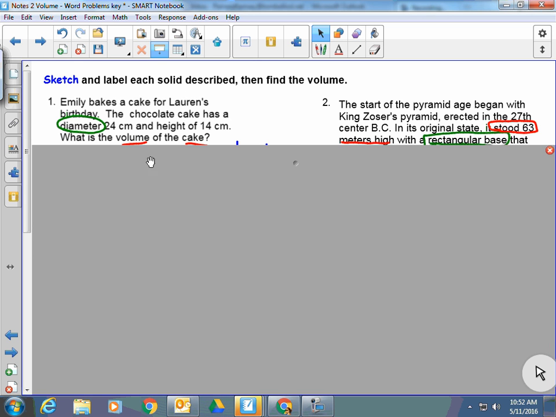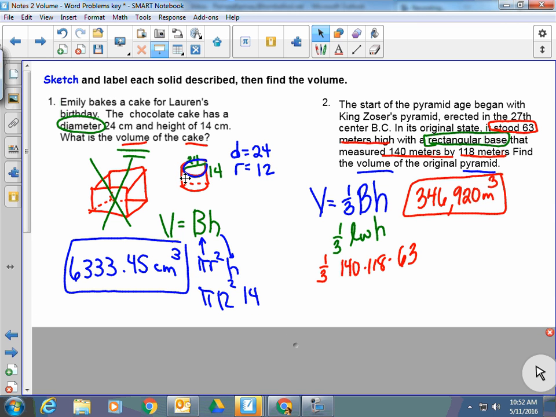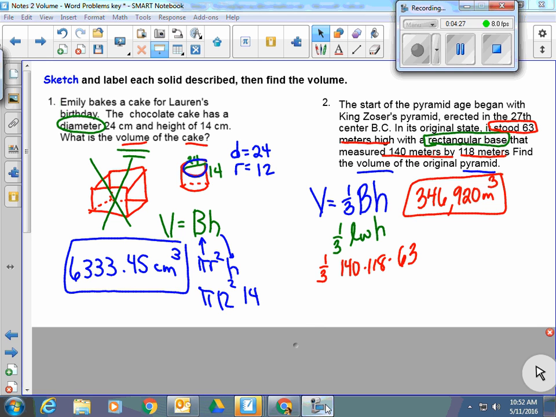I told you it had a diameter, so that means that my shape has to be a cylinder because it has a diameter. So the formula is area of the base times the height. The area of the base is pi r squared, right? And so my diameter was 24, but my radius is 12. So it's pi 12 squared, and then my height was 14. So you should have had 6,333.45. How many of you had that one? Here's your hand. Very good.